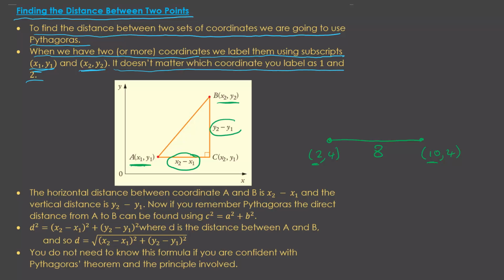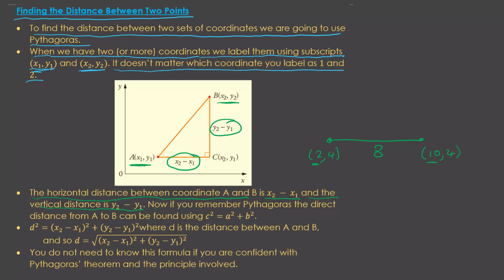And it's the same sort of thing for this distance to be y2 minus y1. So the horizontal distance between coordinate A and B is x2 minus x1, as we just described. And the vertical distance is y2 minus y1.